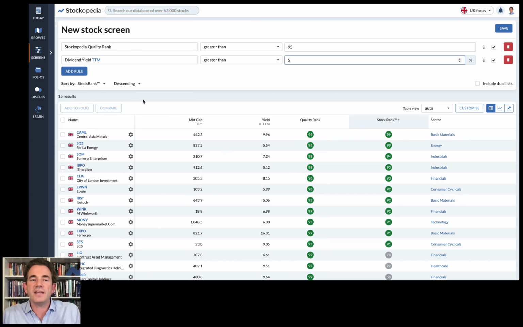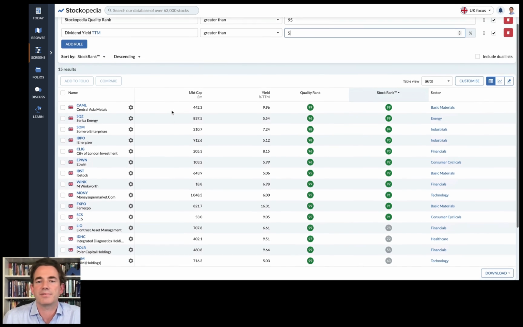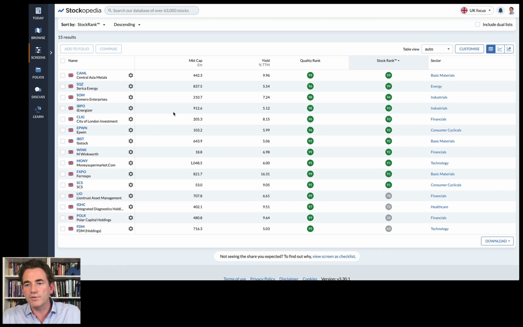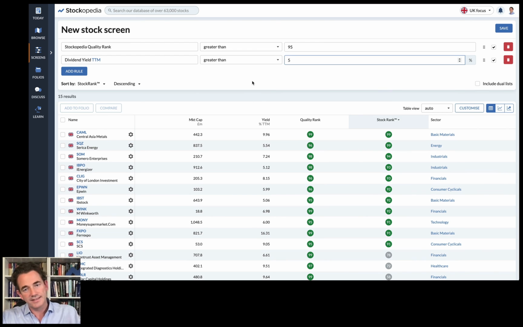Okay, I've got 15 very high quality 5% plus yielding shares, and as a portfolio, you can see they're diversified across basic materials, energy, industrials. These are the sector classifications I was talking about. So a good spread, good yield portfolio with a high quality rank. As a dividend investor, what more really could one want? Not financial advice, as I said earlier, but I'm very passionate about this stuff.